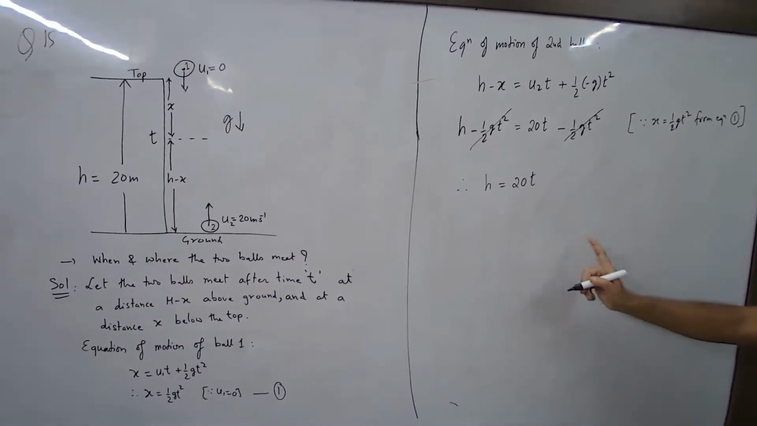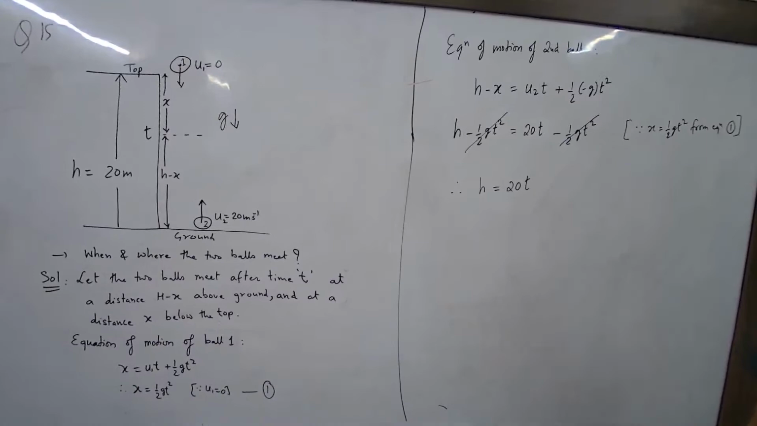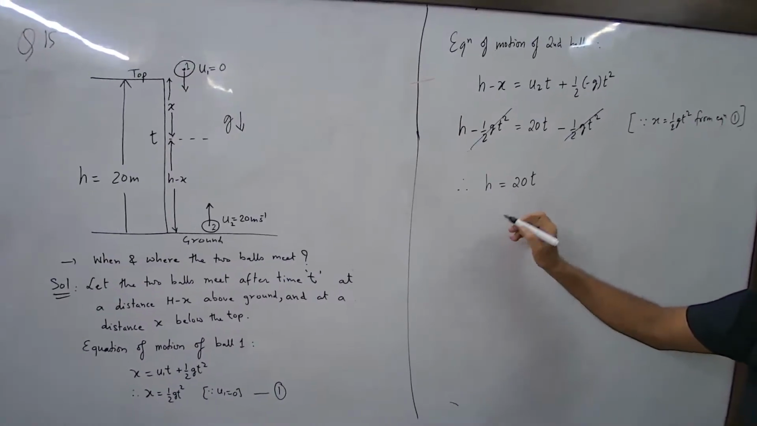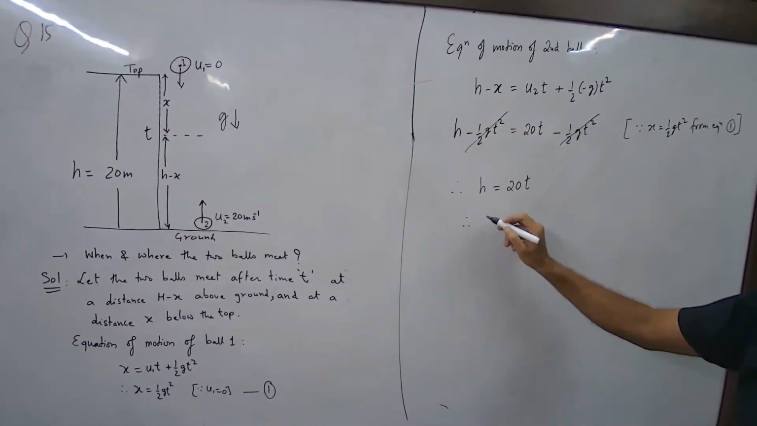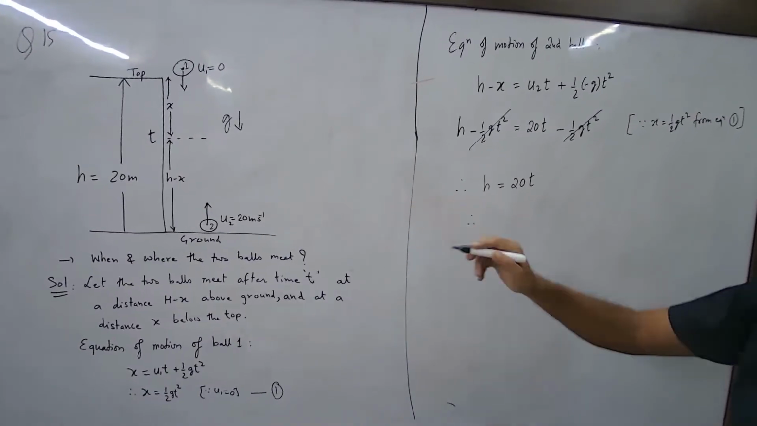This is an important question. It can come for 3-4 marks. So now what is t? But h is 20.